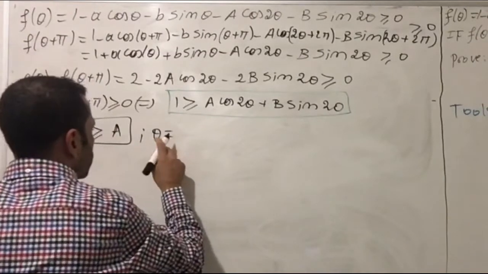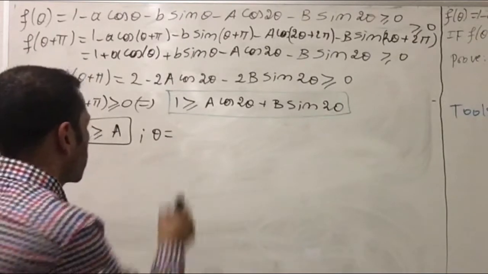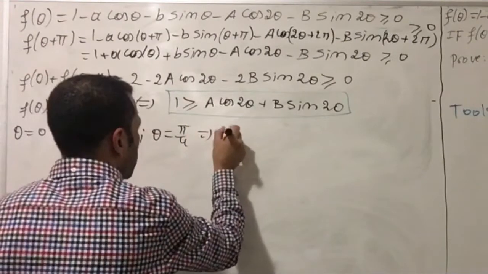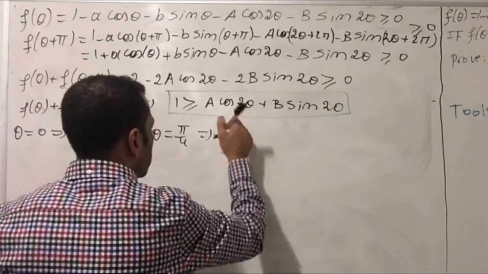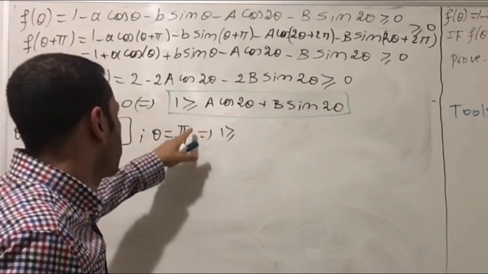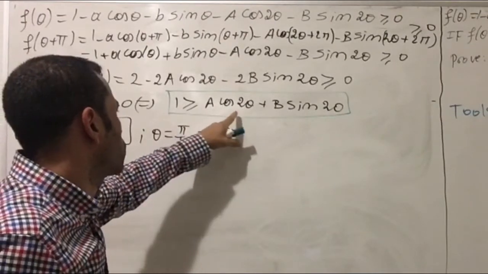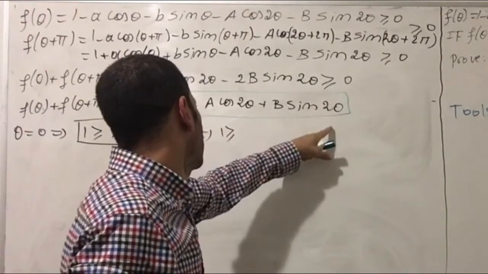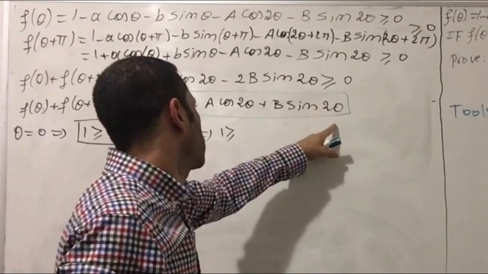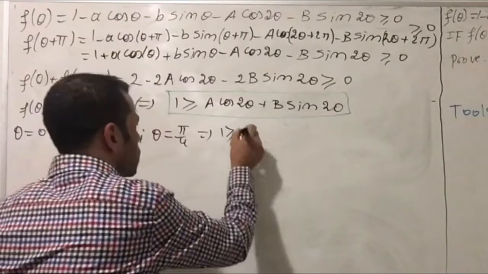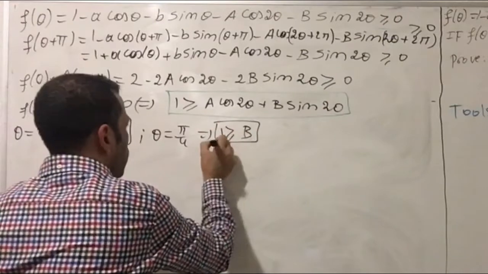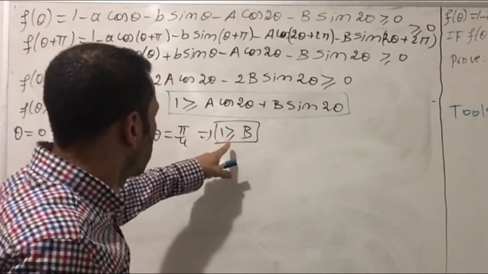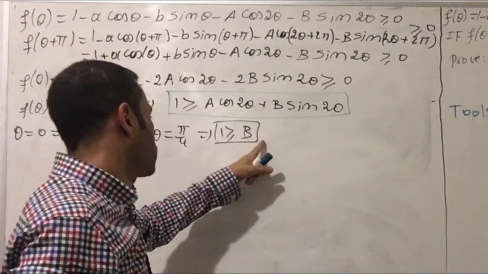So when theta equals pi over 4, this inequality becomes 1 superior or equal to A cosine of 2 multiplied by pi over 4, which equals pi over 2. Cosine pi over 2 equals 0. Sine 2 pi over 4, that means sine pi over 2, equals 1. So you'll have the B here, capital B. So what I have here is 1 superior or equal to capital A, and 1 also superior or equal to capital B.